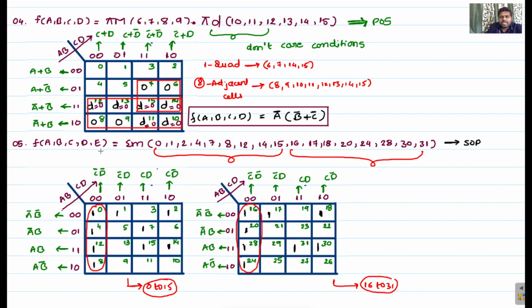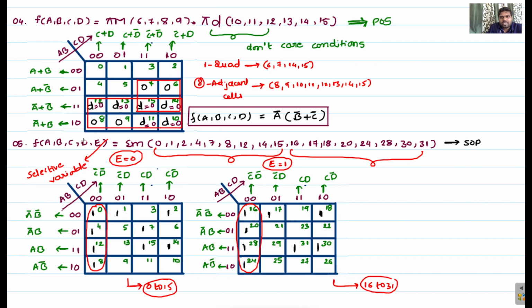I will consider E as a selective variable. That means here E equals 0. If E is equal to 0, you can choose this K map. If E is equal to 1, you can choose this K map. E can be considered as the selective variable. You can choose any one of these 5 variables. Why consider E only? You can consider A, you can consider B also, no problem. If you consider B as the selective variable, the remaining variables go here. Suppose B equals 0 and B equals 1, so the rest of the variables, that means A, C, D, E, go here.